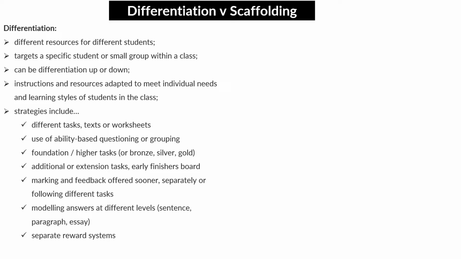It might have additional and extension tasks or early finishers boards to ensure that there's stretch and challenge for your most able. It might also use marking and feedback that is offered sooner or separately or following different tasks for different students. And you might model your answers at different levels, sentence, paragraph and essay as an example. Quite often differentiation involves a separate reward system for students too.